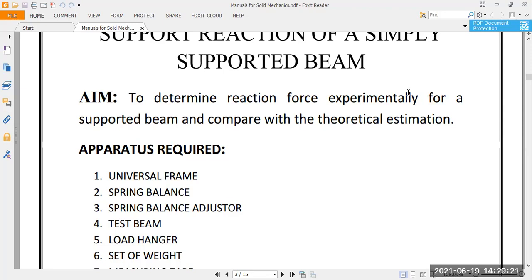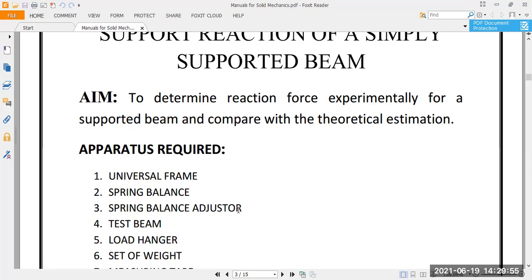And then we have to calculate, from our equations, from our theory of bending or theory of cantilever beam, etc., what the reactions are that we are supposed to calculate. And we have to tally them with the actually found reactions. In order to do so, what we are supposed to have is a universal frame and a spring balance.